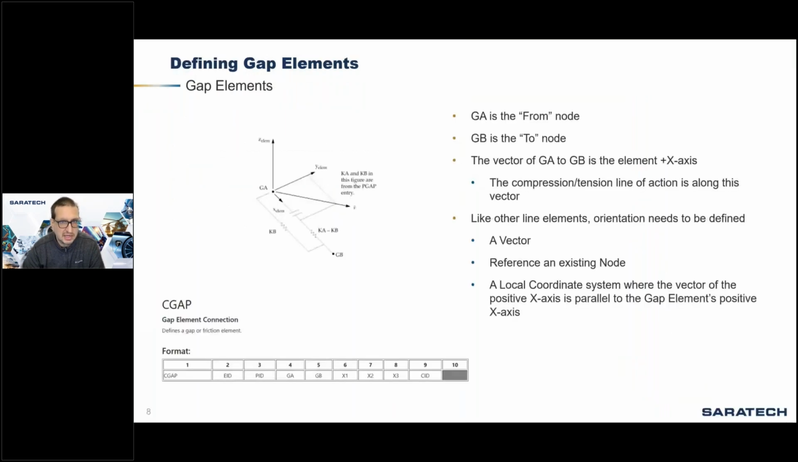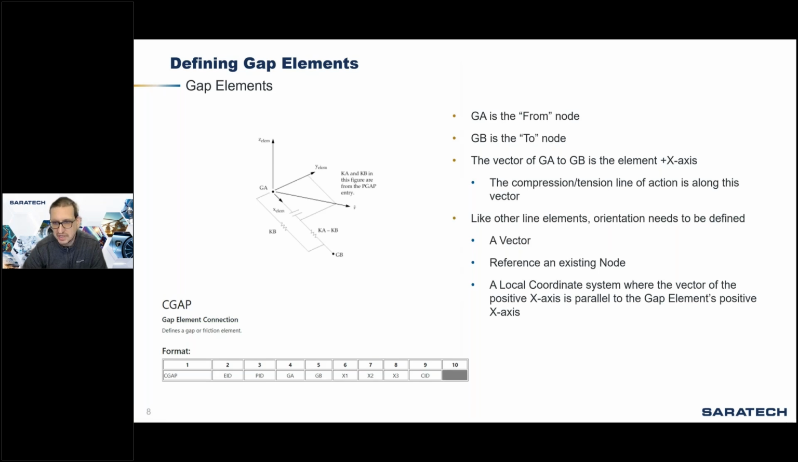So, as I mentioned before, we're going to stick with the terminology of GA, GB, and KA, KB, simply to match the way Nastran is referencing them. So GA is generally the from node, and GB is the to node. This is important because the vector of GA to GB creates the element positive x-axis. And so the compression-tension line of action is going to be along this vector.